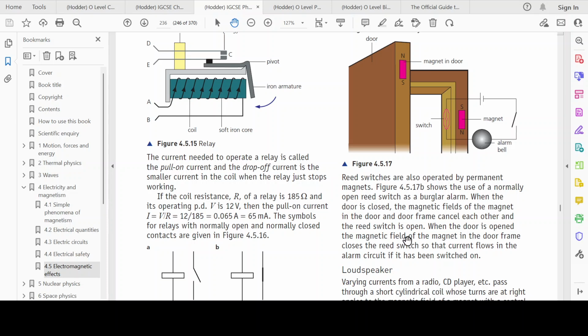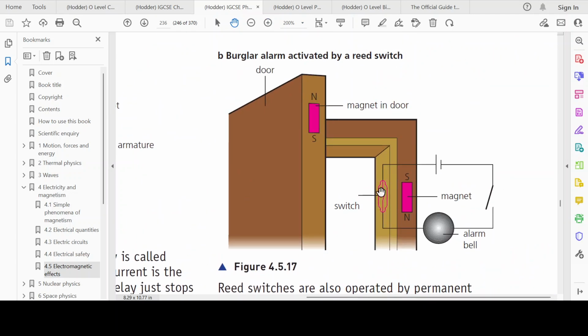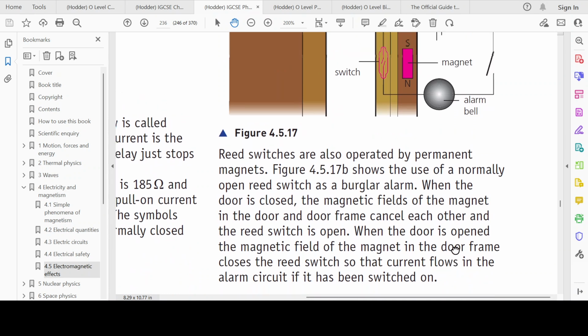When the door is opened, the magnetic field of the magnet in the door frame closes the reed switch. Right over here, sorry. This is the switch. You can barely make it out in the illustration. Just zoom in over here. So when the door opens, the magnetic field of this magnet has an effect on the switch which closes it. And so current will flow through this thing and the alarm will sound, so that current flows in the alarm circuit if it has been switched on.